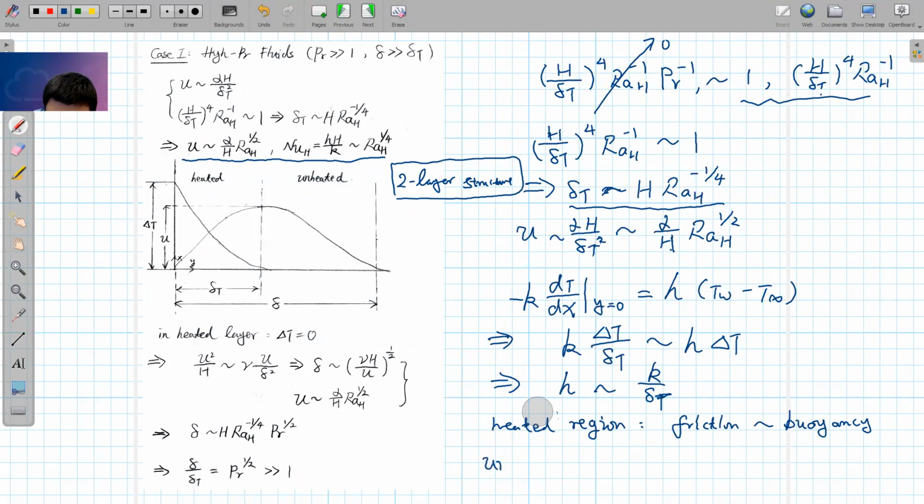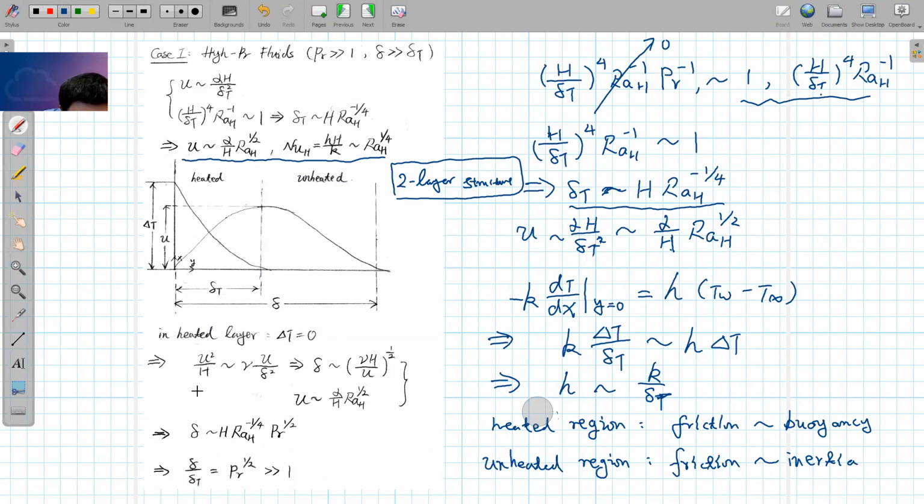And in the unheated region, the friction has to be balanced with the convective term. So we also call it the inertial region.